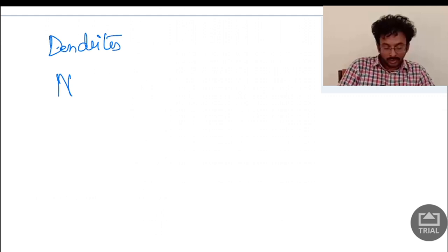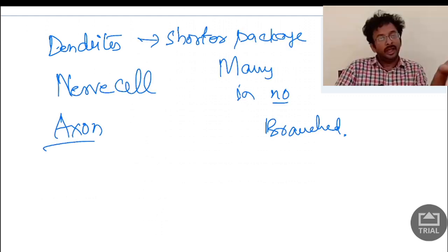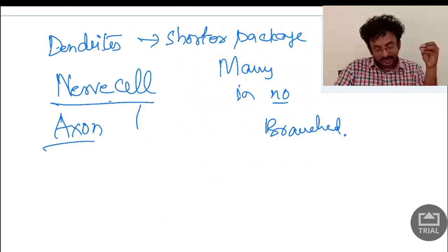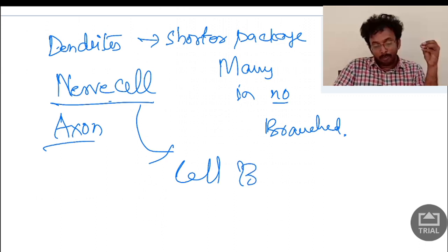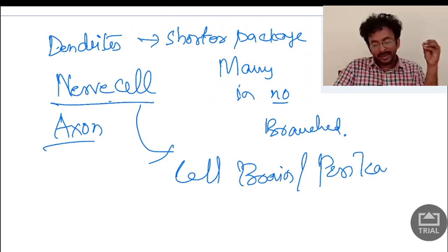Dendrites are short, many in number, but branched. The main function of the dendrites is to receive information from pre-neurons and send the information to the nerve cell. What is the nerve cell? This is called the cell body. The nerve cell is also called the perikaryon.